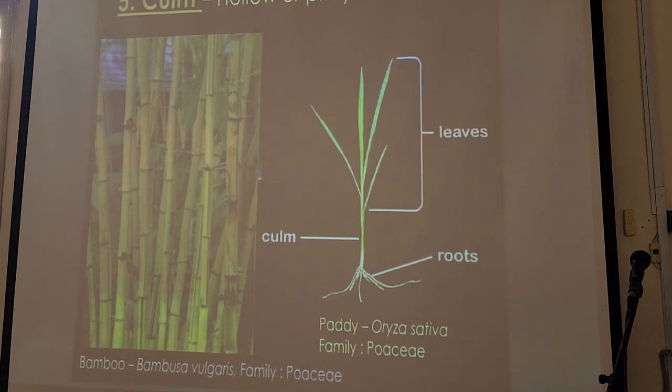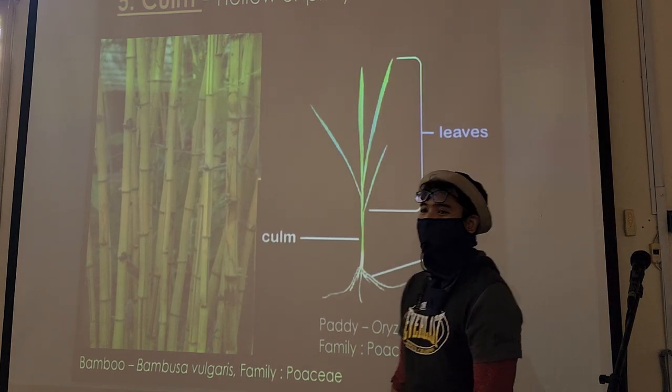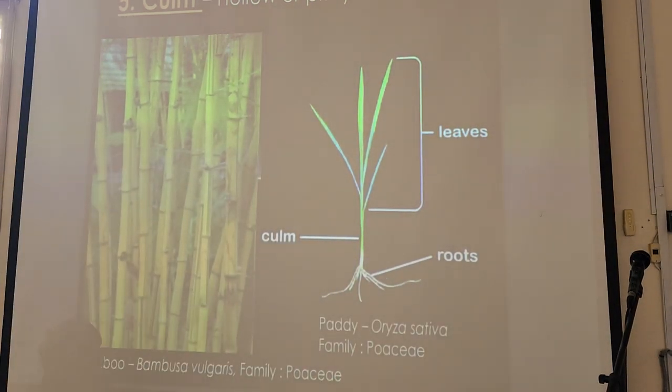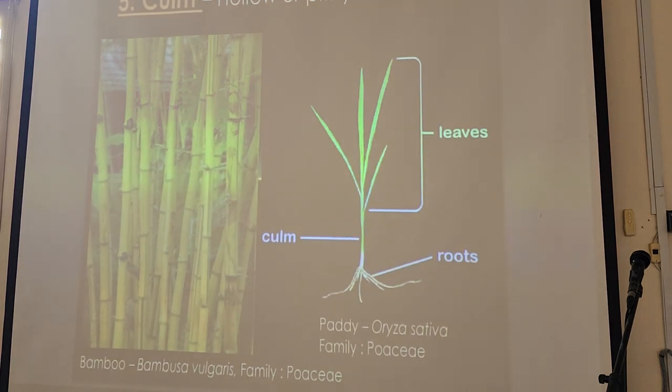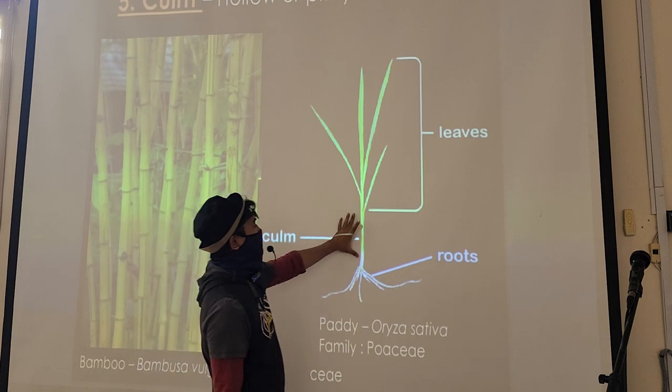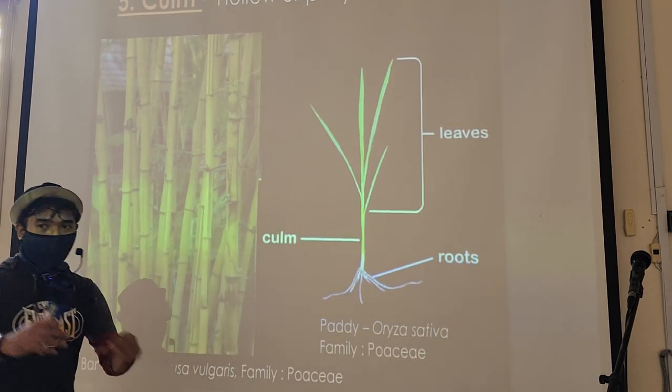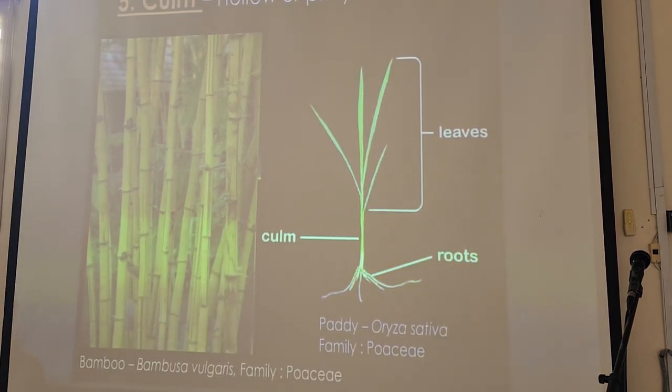Okay, culm. Hollow or solid, is it a stem? Okay, you already know this, right? I've told you so many times. You have learned botany. Now you should know there is no stem for grass. What is it? Culm. Okay, so this one here, it's hollow. I have opened it in front of you. It's actually hollow in there. It's not solid. A stem should be solid.